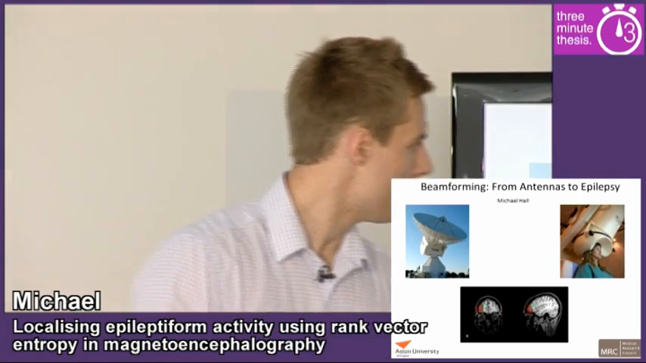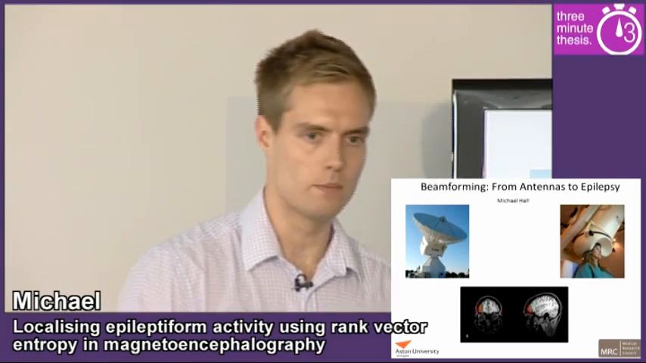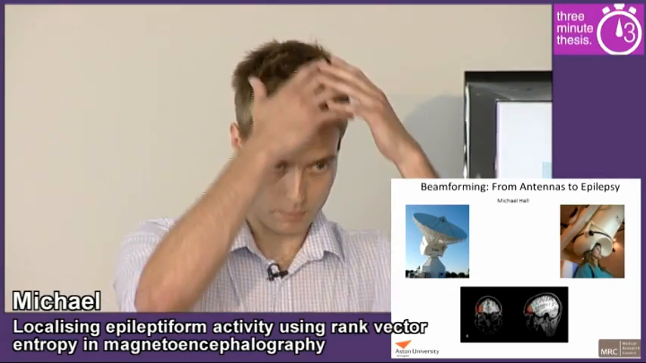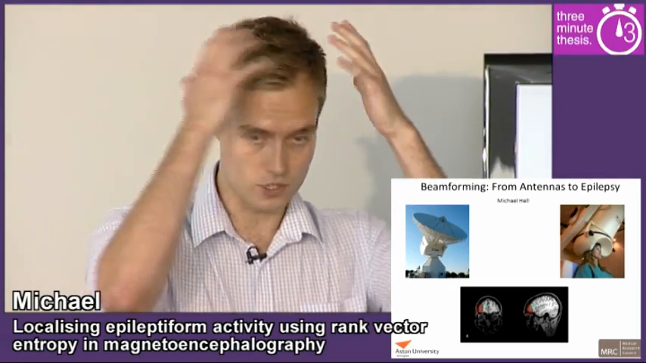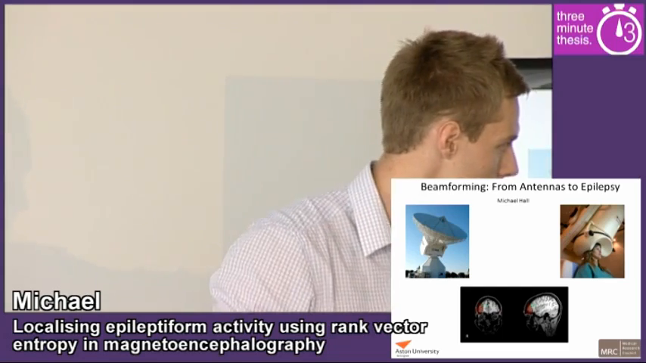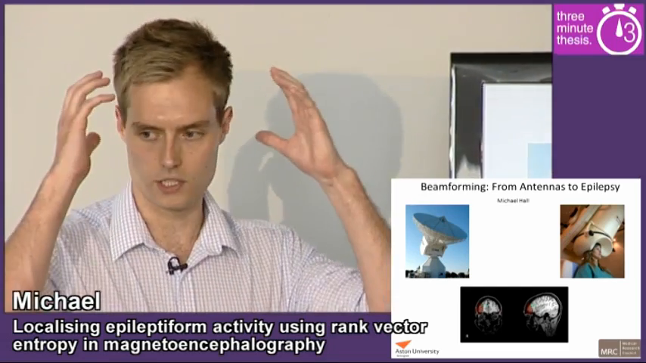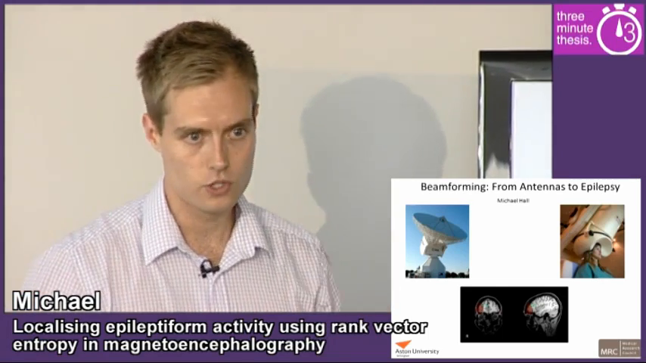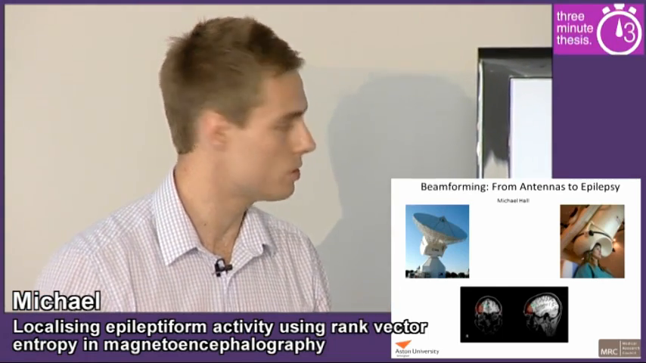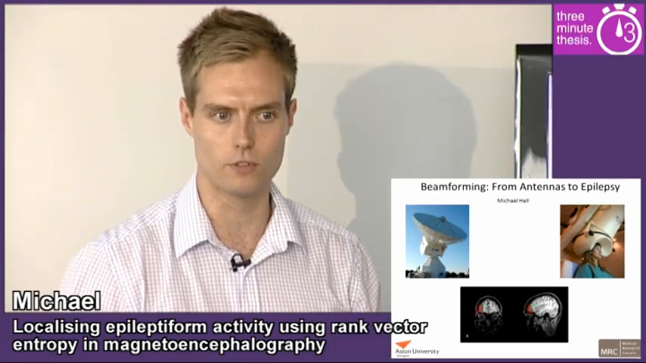The problem that we have with MEG is that we measure the signal produced by the brain outside of the head. So we have sensors, like we see here on the image, located outside of the head, and we want to find out where these signals are generated within the brain. One potential technique that we can use to do this is something called beamforming.